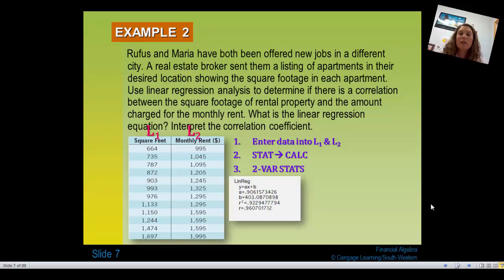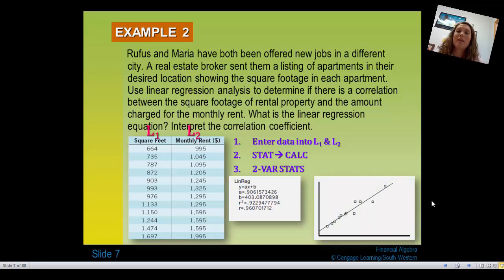And when you do that, your calculator should display this value for you. So it's y equals 0.9x plus 403. And then your correlation coefficient is your R value, 0.96. Now remember, the closer you are to 1, the more of a correlation there is. So when you graph this, remember you have to change your zoom stat. When you graph this, this is what your calculator should display for you.